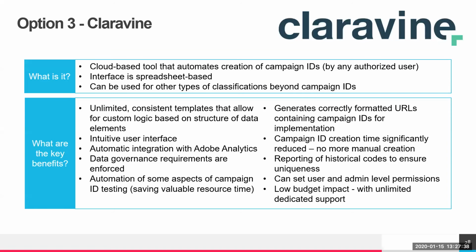The third option to implement classifications in Adobe Analytics is to use a third-party tool like Claravine to automate the creation of campaign IDs or other classifications. Some of the benefits of the Claravine tool include unlimited, consistent templates that allow for custom logic based on the structure of data elements, automatic integration with Adobe Analytics, enforcement of data governance requirements. No values will be accepted that don't meet the predefined and pre-built criteria, automation of many aspects of the campaign ID testing, which can save valuable resource and analyst time.